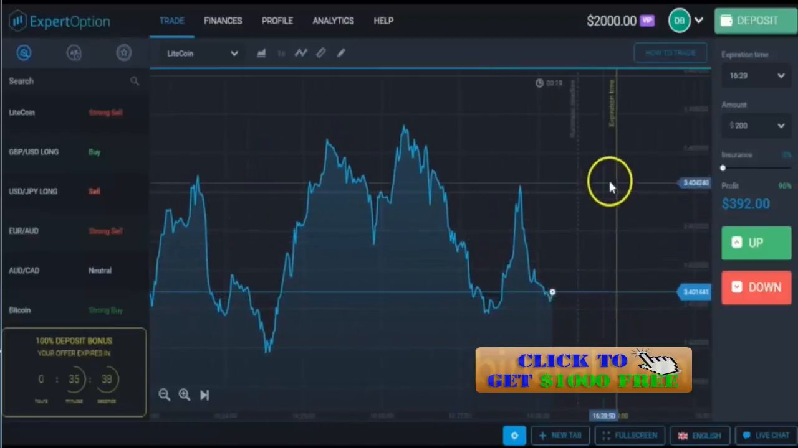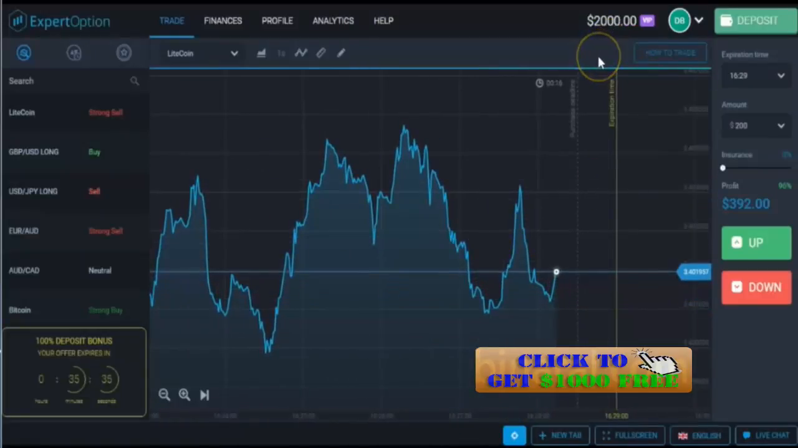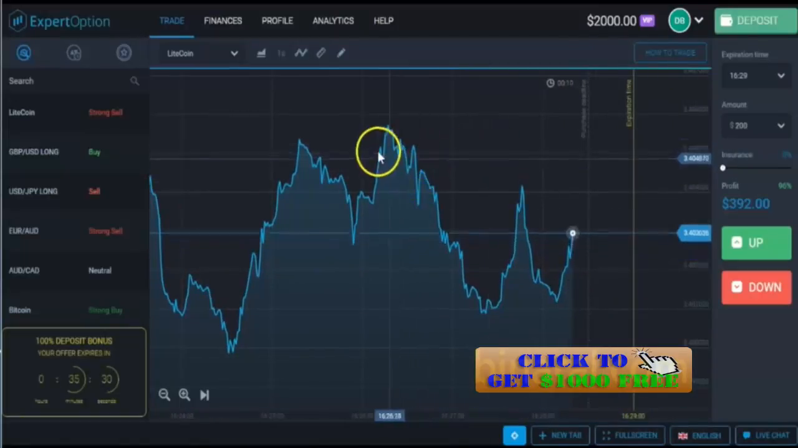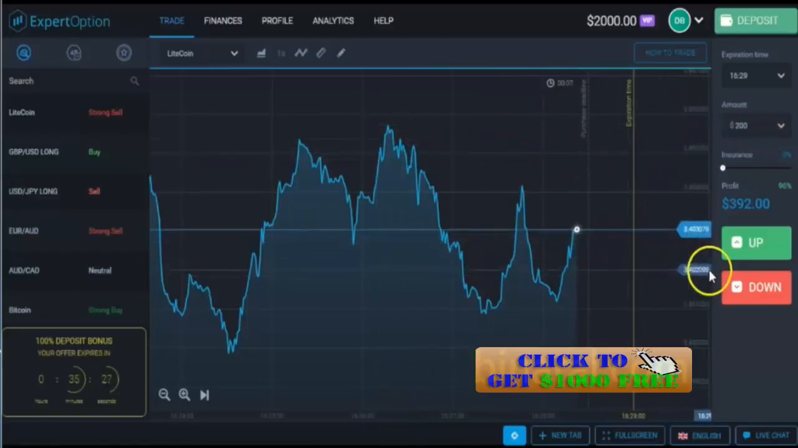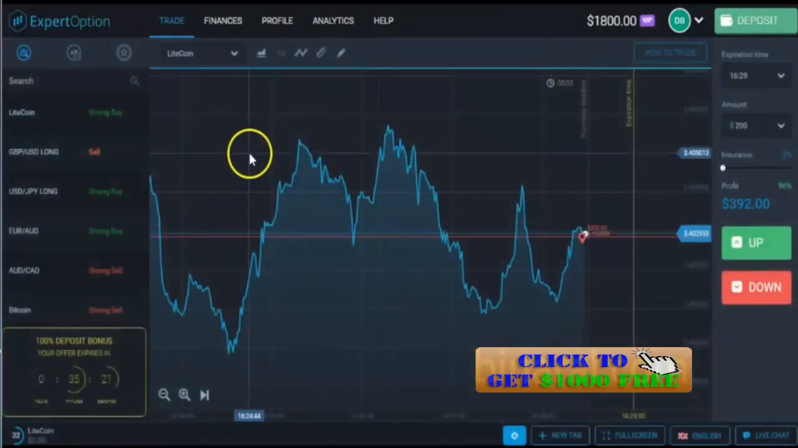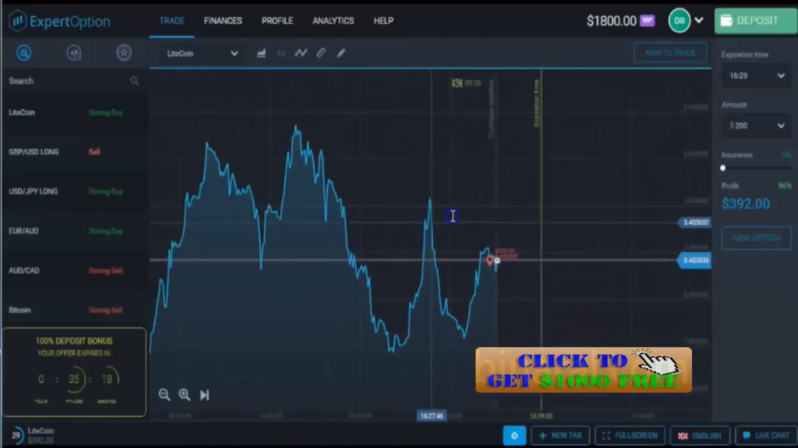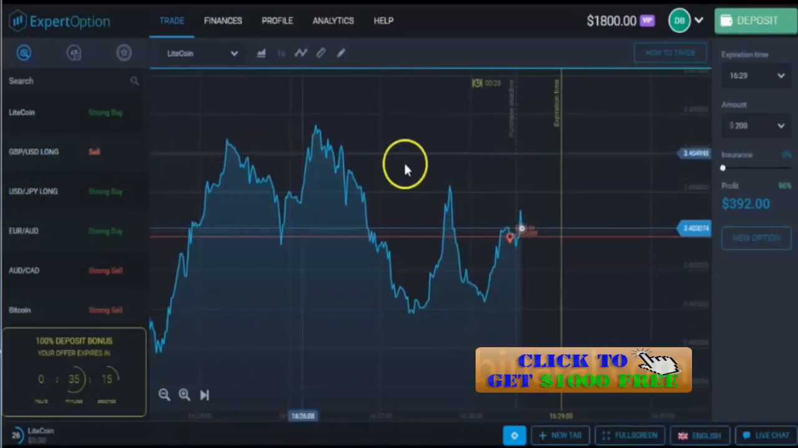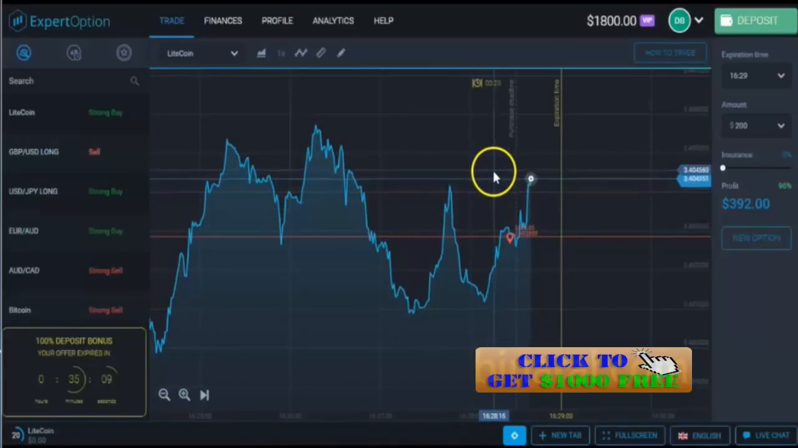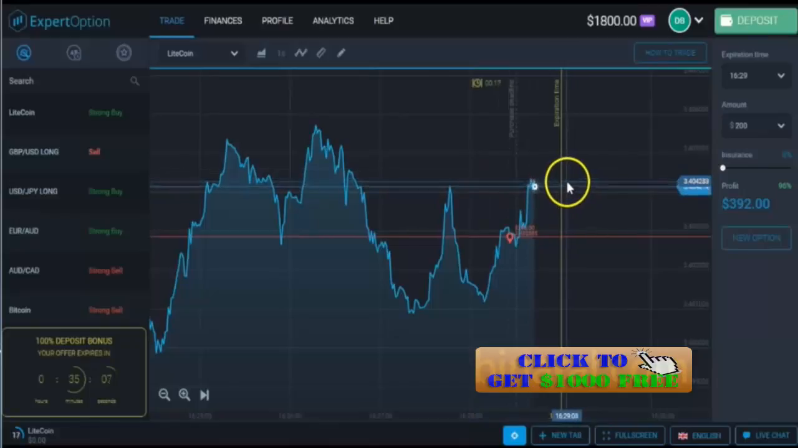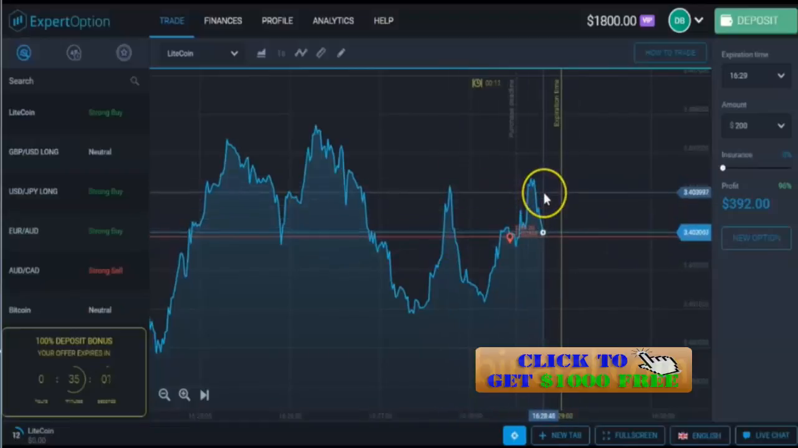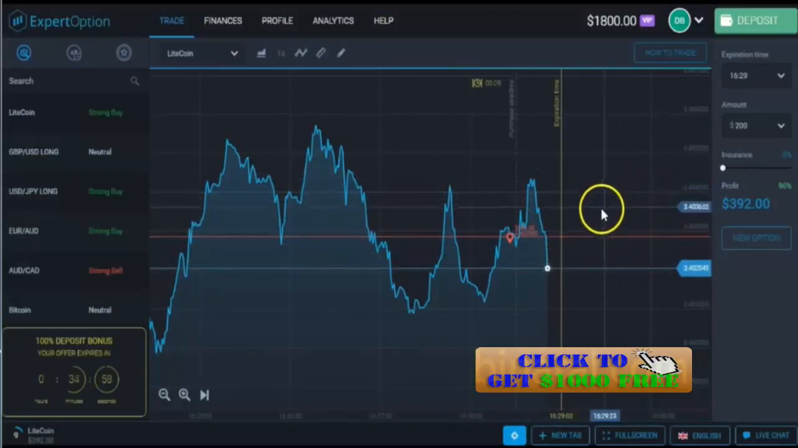All right, so I'm going to start trading. I have $2,000 in my account, and I will start with bets of $200. So I predict that the currency pair will go down. I will use the signals from Expert Option and my proven strategy, which is called the martingale principle. I will tell about it when I'm trading over the next several minutes.